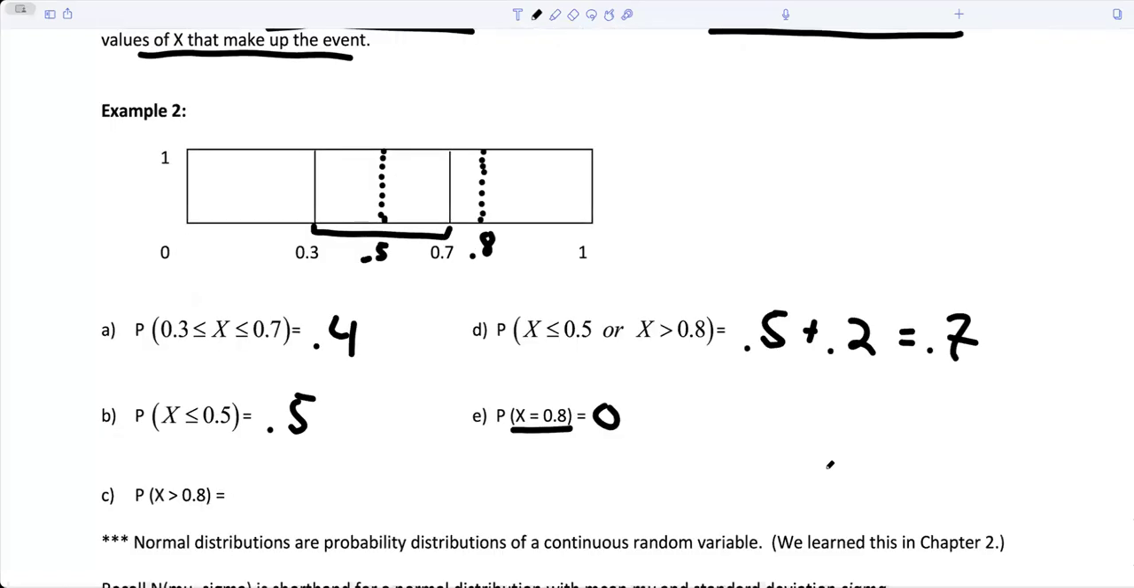What is the probability that X is greater than 0.8? That's going to be 0.2. What about this? What is the probability that X is greater than or equal to 0.8? These two things are exactly the same, because the probability that it's exactly 0.8 is 0.